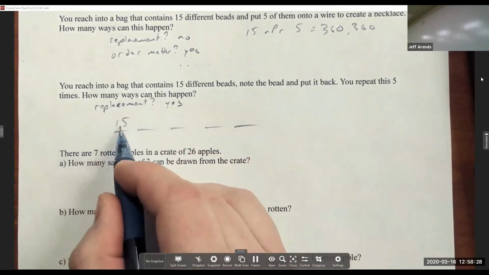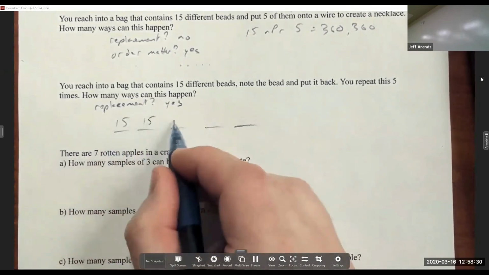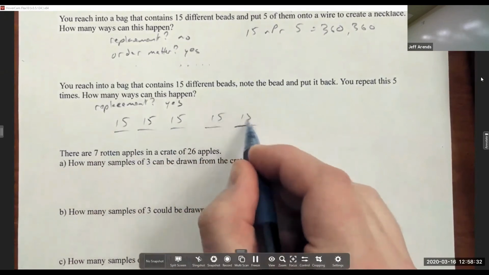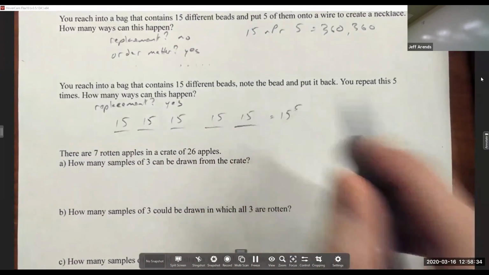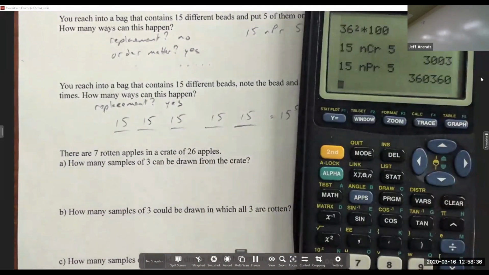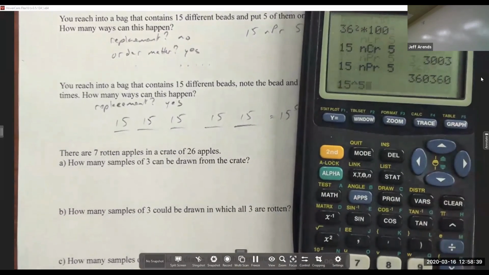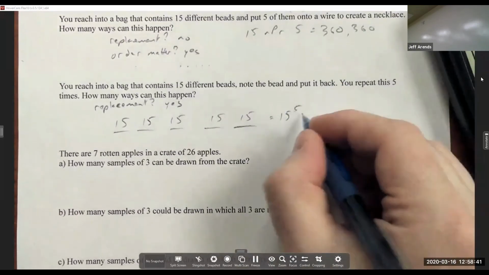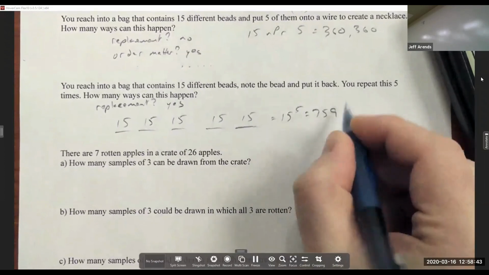Well, there's 15 different beads we could do for the first one. There's 15 different ones for the second, third, and the fourth. This is 15 for the fifth, which gives us 759,375 different ways that could happen.